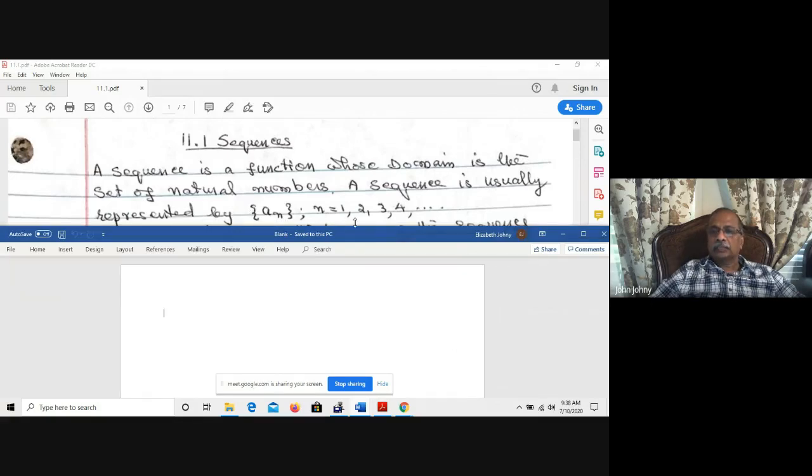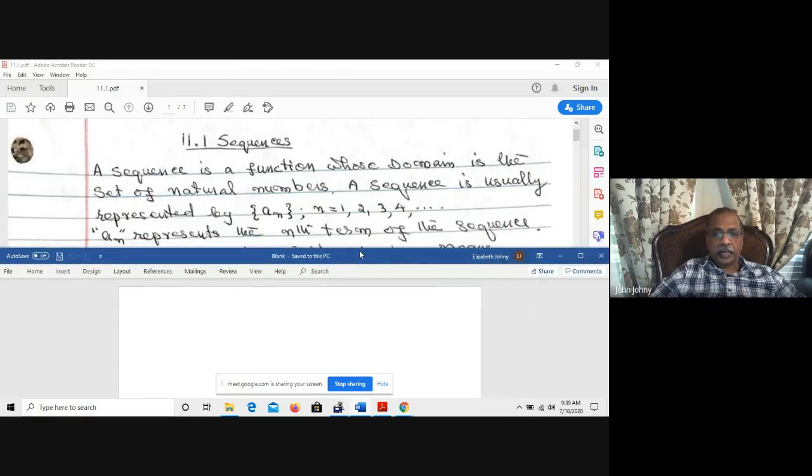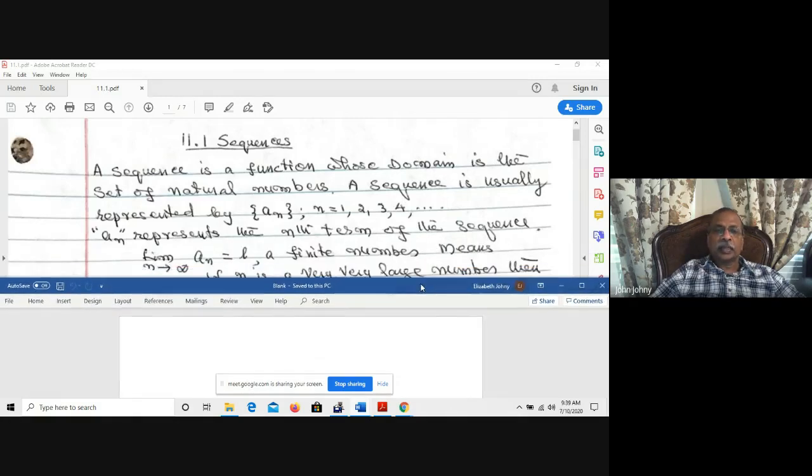And n varies from 1 to infinity. n is equal to 1, 2, 3, 4, etc. Only natural numbers are permitted. And an represents the nth term of the sequence.